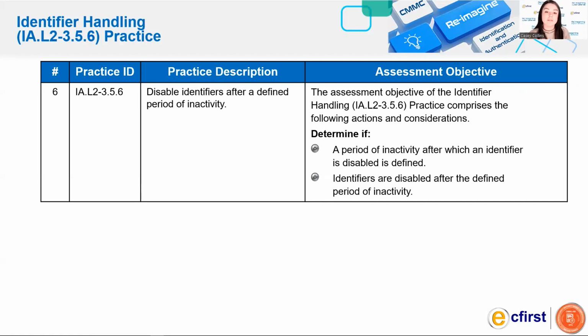Identifier handling: disable identifiers after a defined period of inactivity. So a period of inactivity after which an identifier is disabled is defined, so we know how long that period is. Identifiers are disabled after the defined period of inactivity, so this is actually a practice that's been put in place and is enforced.